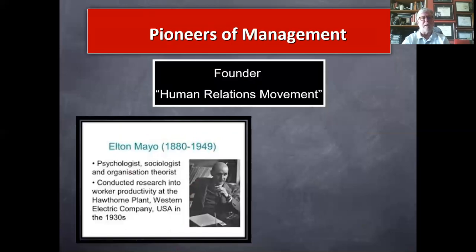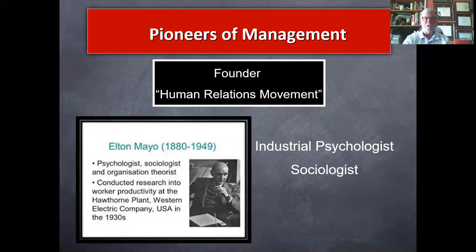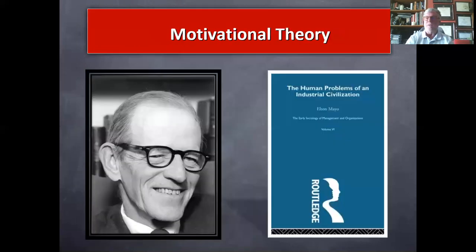So now we'll talk about another pioneer of management, who is Elton Mayo. Now, Elton Mayo was originally British, and he was an industrial psychologist. And he was very interested in work environments, things like that, and also the sociological relationships between workers. As I said, he was born in Australia, basically was British by citizenship, and he wrote a book called The Human Problems of an Industrial Civilization.